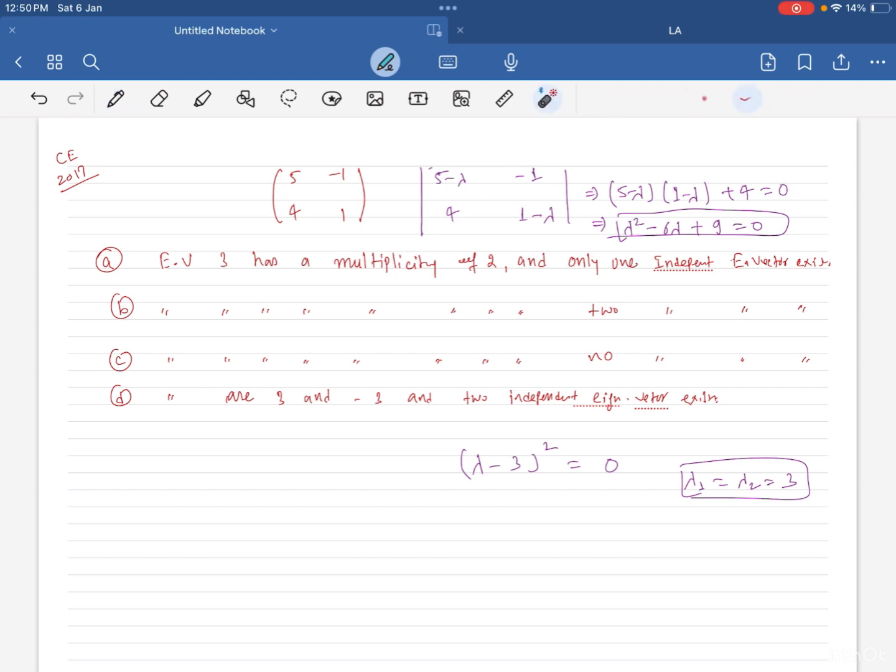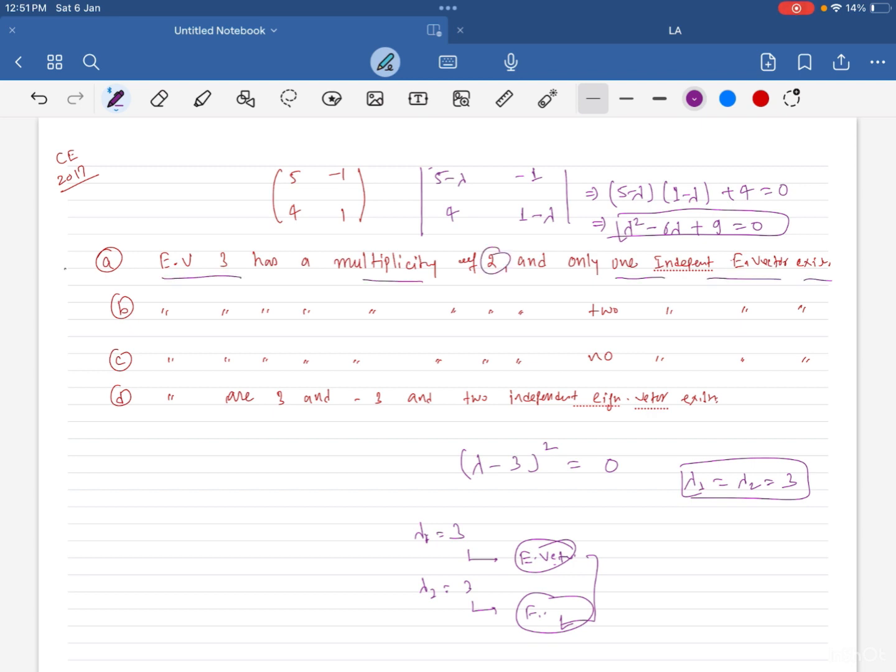So we have only one eigenvalue, and the second eigenvalue is the same as the first. So the multiplicity of this eigenvalue 3 would be 2, right? And corresponding to this eigenvalue 3, so lambda 1 is equal to 3, we will get some eigenvector. And for this lambda 2 is equal to 3, we will get some eigenvector. Both these eigenvectors will be the same. So we can say that these two eigenvectors will be dependent. So we will have only one eigenvector that will be independent, because the second eigenvector is going to be dependent on this, or you can say it is going to be the same as this first eigenvector. Okay, so the correct answer for this is: the eigenvalue 3 has the multiplicity 2 and only one independent eigenvector exists.